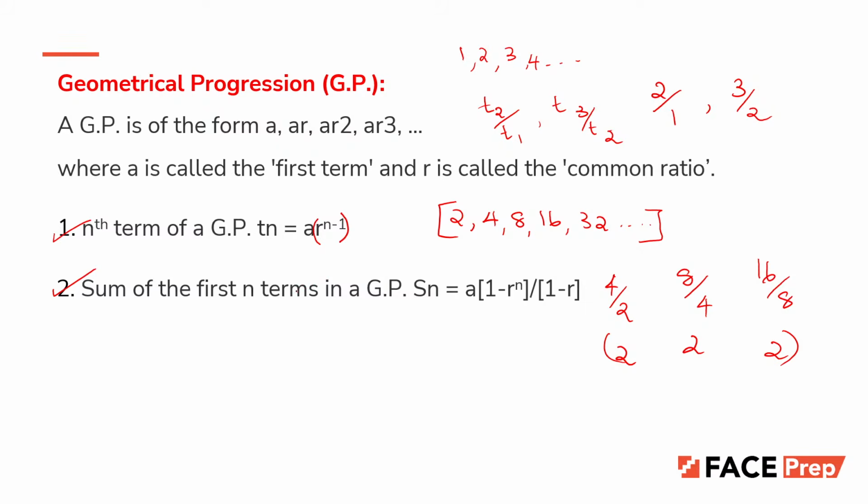And when it comes to the sum of the first n terms in GP, the sum of n terms is taken as a into 1 minus r power n divided by 1 minus r. So this is how we take the formulas for geometric progression. I hope this is clear for you people.